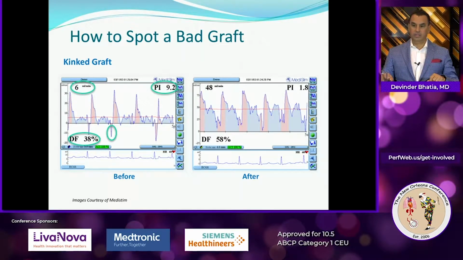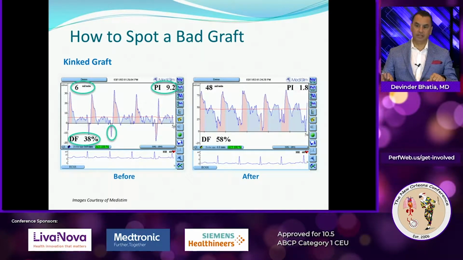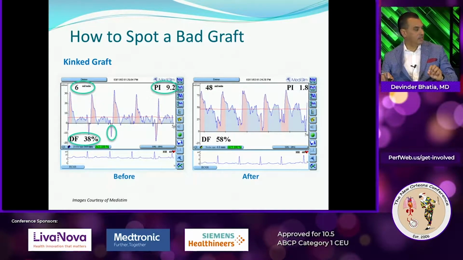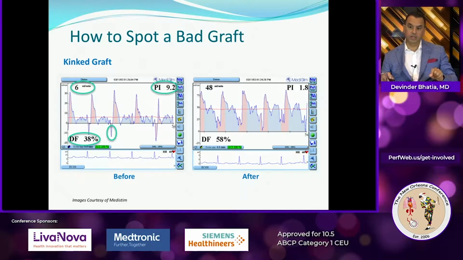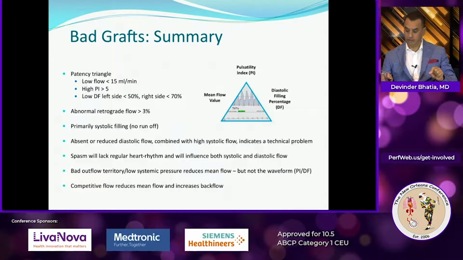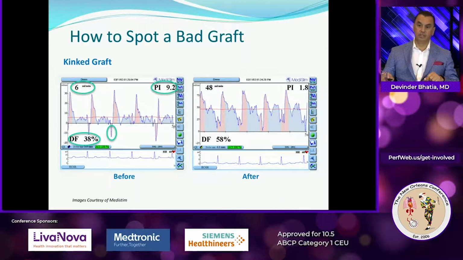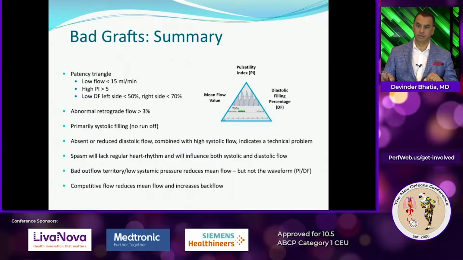In the instance of a kinked graft, you can see that you have small flow, high PI, and a diastolic filling that says there's something wrong there. It's not so low that you think it's occluded, but it's not in that area of 50%. And you can also see that you have that dip in the curve below the x-axis. Those are things that can potentially indicate that you have a kinked graft. And again, after revision, you can see how beautiful the curves look.